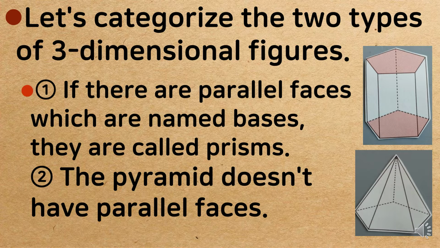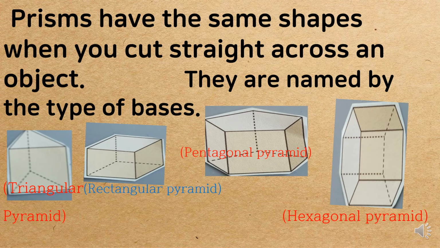If there are parallel faces, which are named bases, they are called prisms. The pyramid doesn't have parallel faces. Prisms have the same shape when you cut straight across an object. They are named by the type of bases.